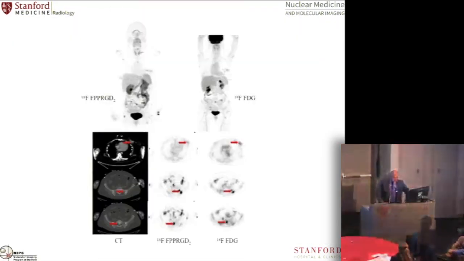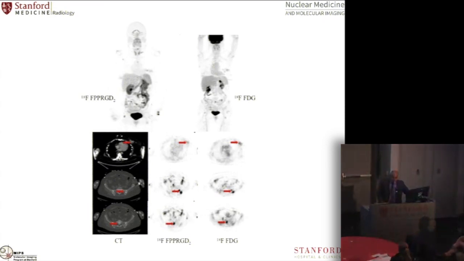This is an example, and it's a perfect illustration, in my opinion, of the heterogeneity of targets we see in the same patient, because if you look at the middle rows, the primary lesion does not have a high amount of FPPRGD2 uptake, while the same lesion demonstrates high glucose metabolism. While the bone metastases in the pelvis have high uptake of FPPRGD2, suggesting high expression of integrin alpha V beta 3. And if that's a correct theory, then high angiogenesis at that level.